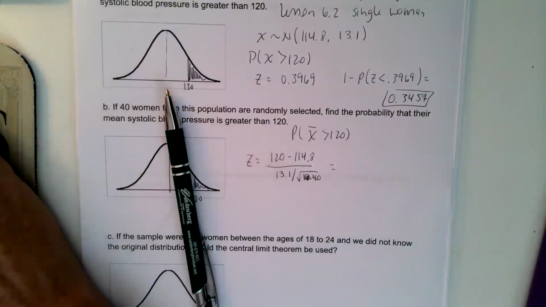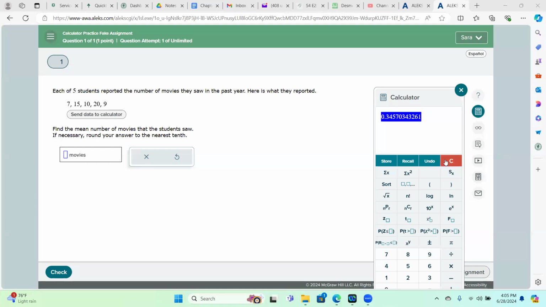So let's look at our Z-score for this. 120 minus 114.8, that looks the same, divided by 13.1, that looks the same, but now we're going to divide by the square root of our sample size. So this Z-score is 2.5105, and it's still a greater than.